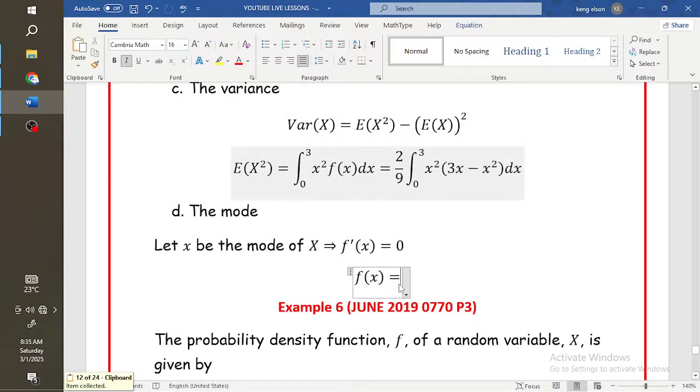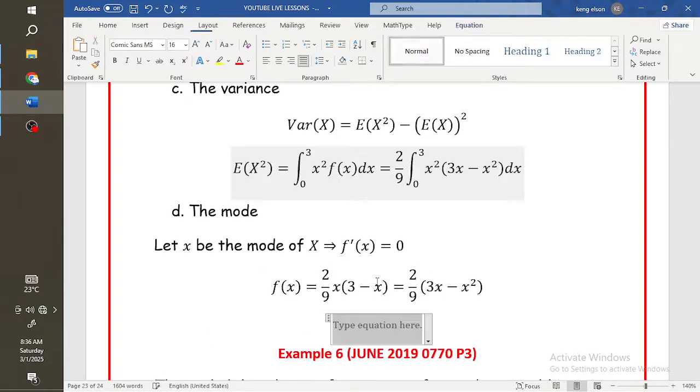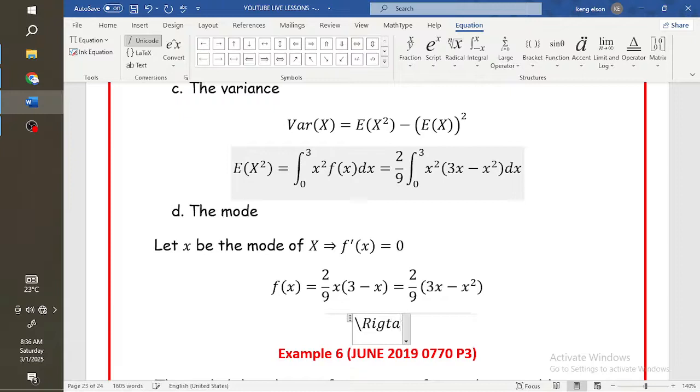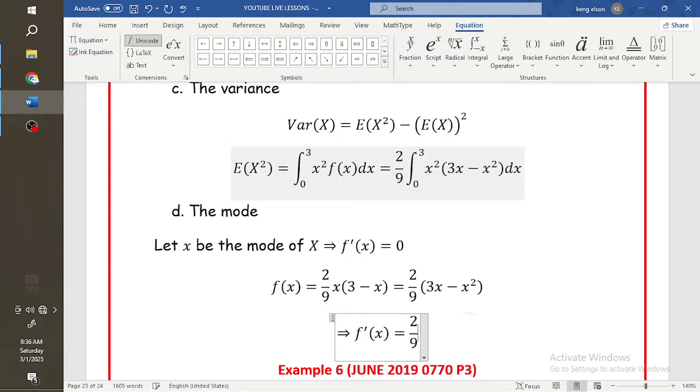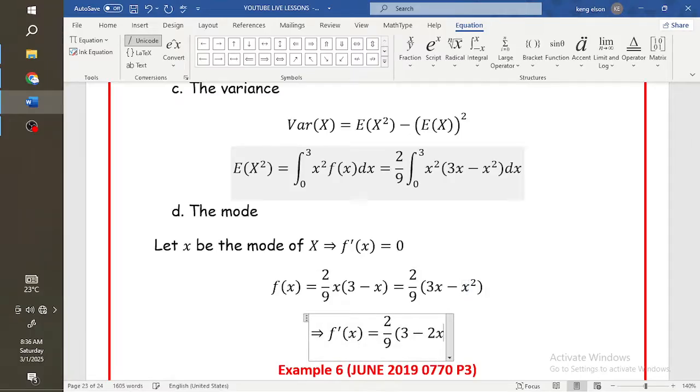So this is my f of x, but what is k? k is 2 over 9. So I'm just going to put 2 over 9. I'll multiply every term by x, so I have 3x minus x squared, so that I can easily differentiate. I'm just running away from the product rule. So if you get the derivative, f prime of x is equal to 2 over 9, which is a constant, so it stays out. If we differentiate 3x, we have 3. If we differentiate x squared, we have 2x, so minus 2x equal to 0.